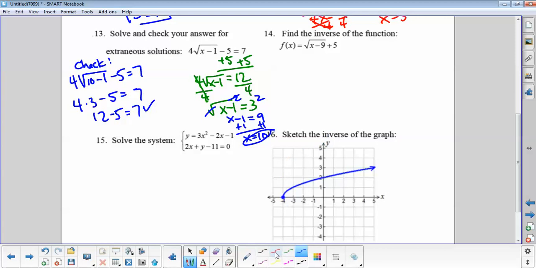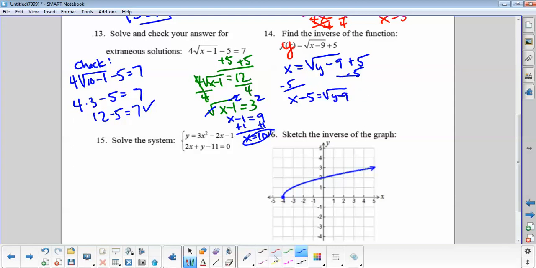Okay, next one, to find the inverse of the function. Remember that f of x is a fancy way to say y. So what you want to do is switch the x and y. So this one becomes x, and then this one becomes y. So to get the y by itself, you first subtract 5 on both sides. So x minus 5 equals the square root of y minus 9.